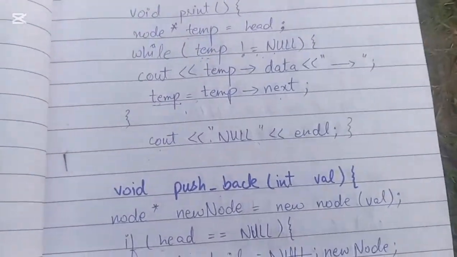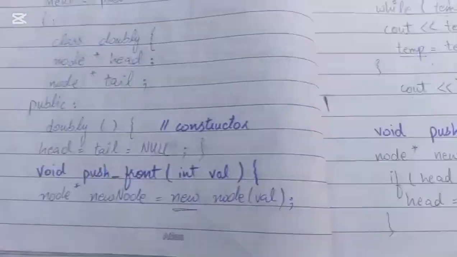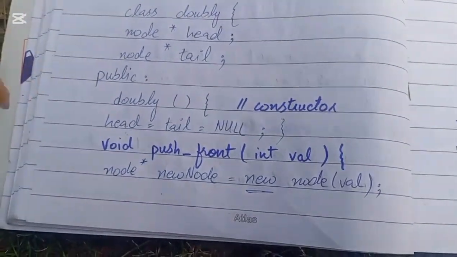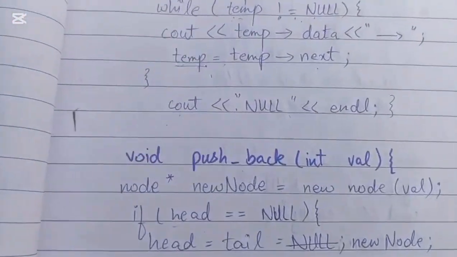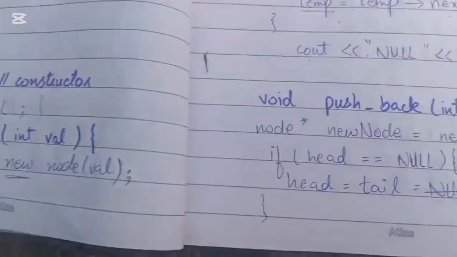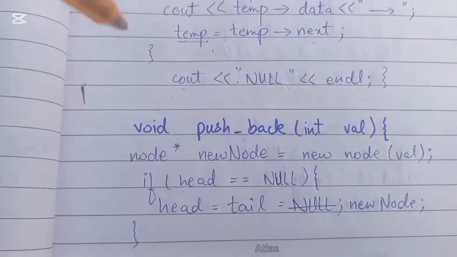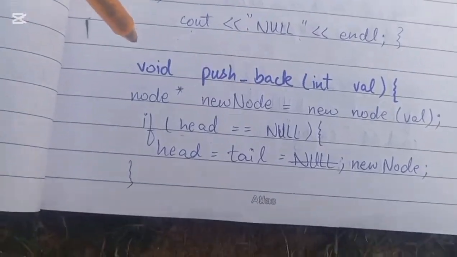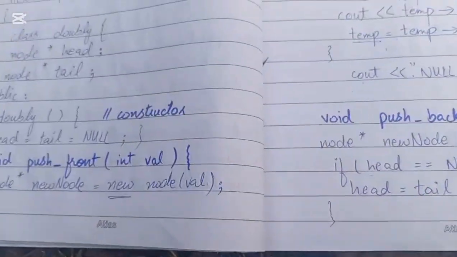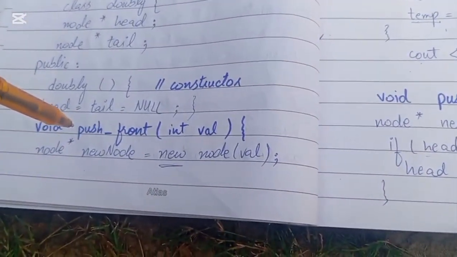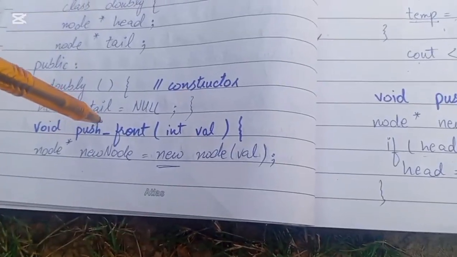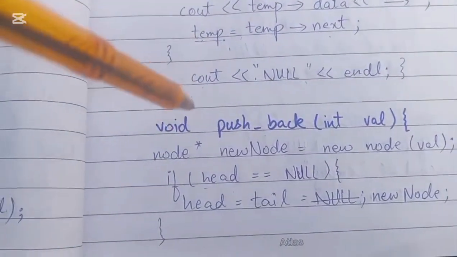Okay, so moving forward, if you remember, we made a function of push front. That same function we made here as push back. In push front we used head, but in this function we are going to use the tail. If you remember that in push front all the values are added at the start, but here all the values are sent to the back.